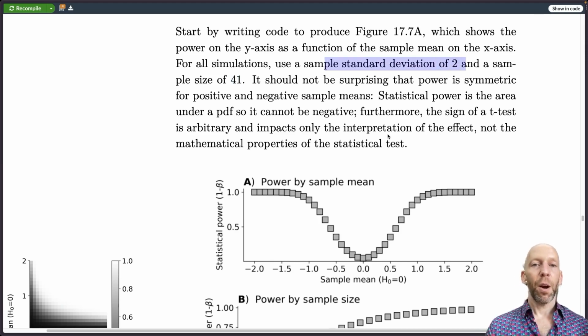So basically, we are holding constant the sample size and the standard deviation, and we are exploring how the statistical power is affected by the sample mean. Okay, so there's more to this exercise, but that is as far as I'm going to explain for now, and I'll switch to code and walk through my solution.